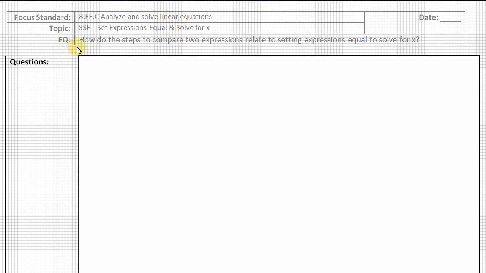So our essential question is, how do the steps to compare two expressions relate to setting expressions equal to solve for x? So how does the work we've been doing where we compare, how is that similar or different from the steps that it's going to take to solve for x? So let's jump right in and discuss that. Please make sure that your header is set up, including today's date.